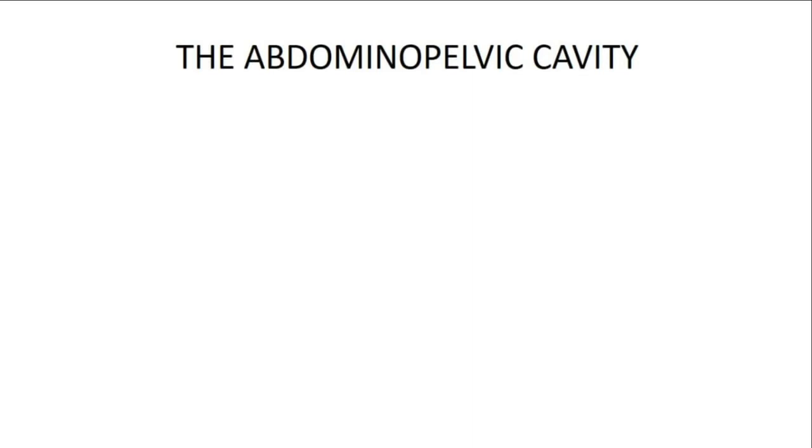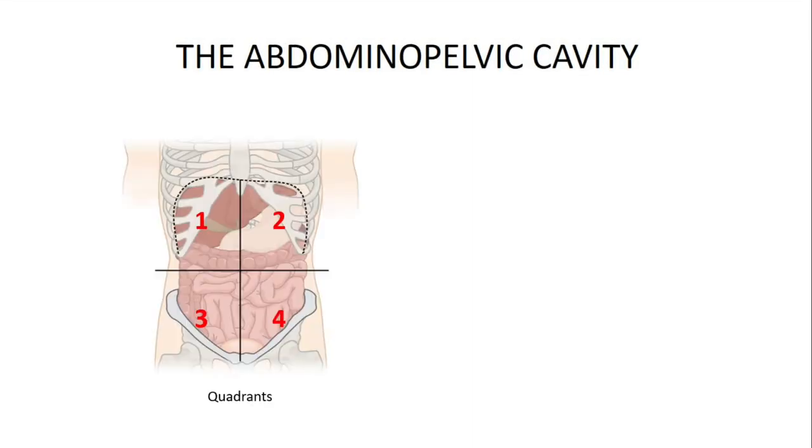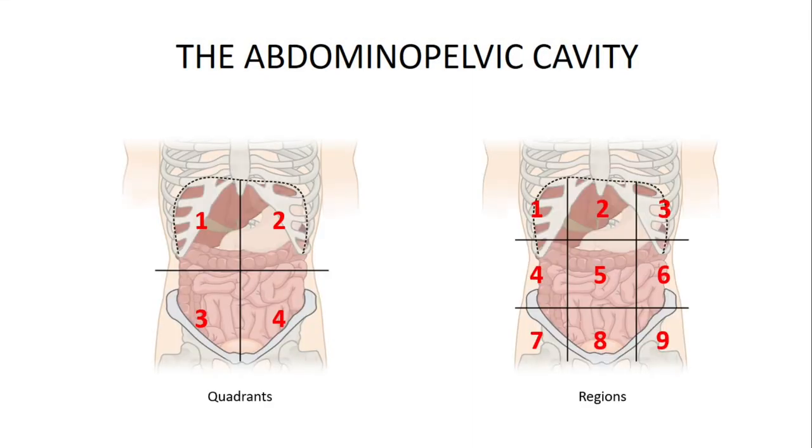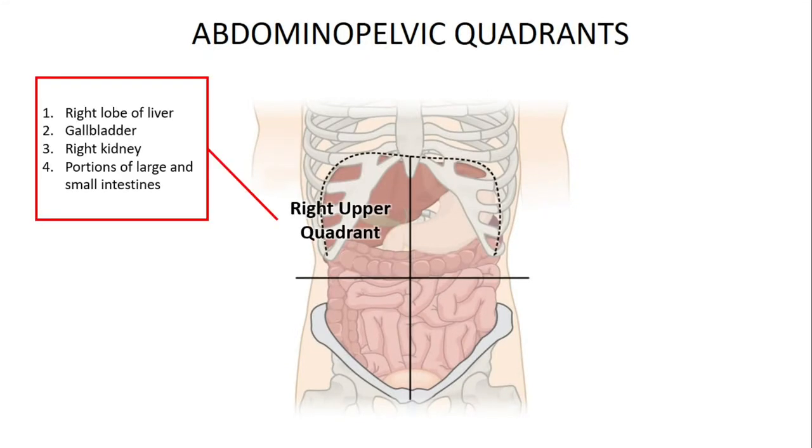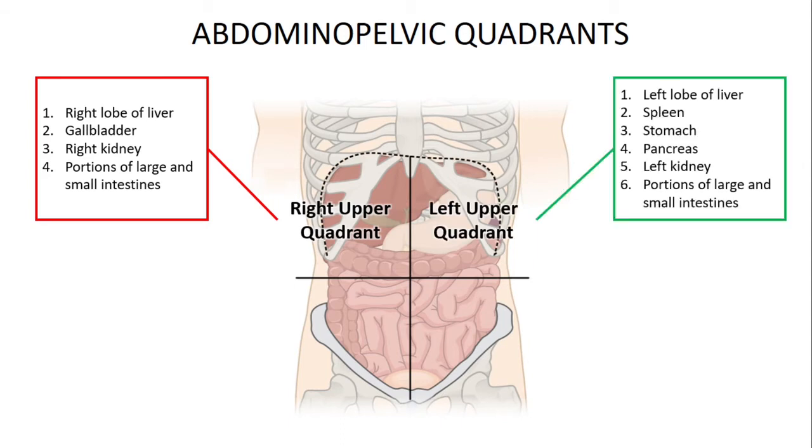Next, we will move on to the abdominal pelvic cavity. The abdominal pelvic cavity can be subdivided into 4 quadrants and 9 regions. The quadrants are labeled by location. First is the right upper quadrant, where the right lobe of liver, gallbladder, right kidney, and portions of large and small intestines are located. Second is the left upper quadrant, where the left lobe of liver, spleen, stomach, pancreas, left kidney, and portions of large and small intestines can be found.